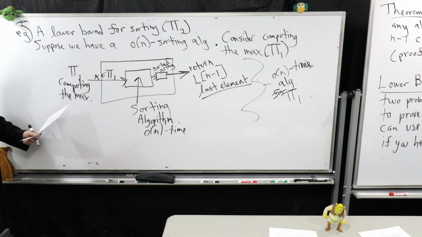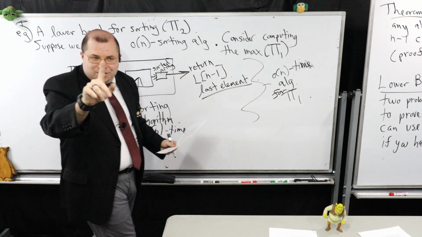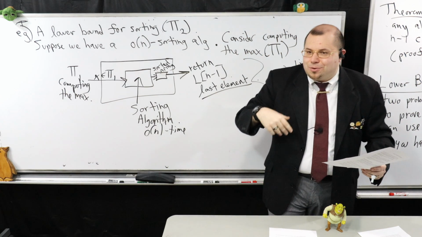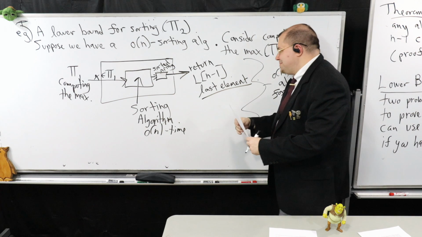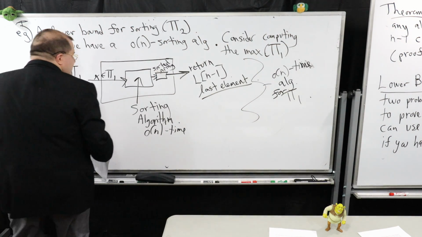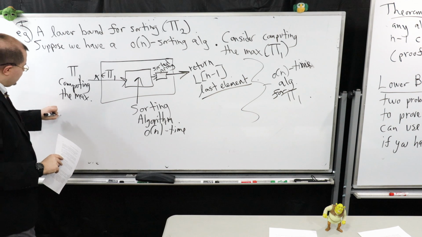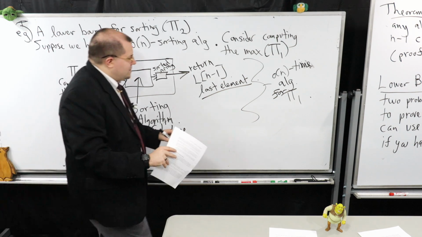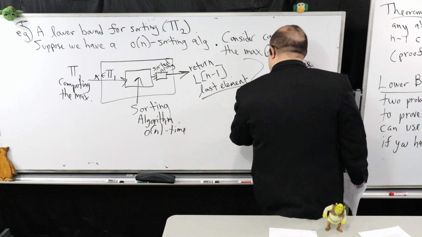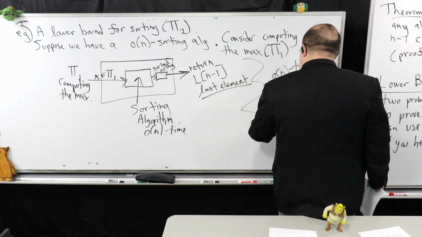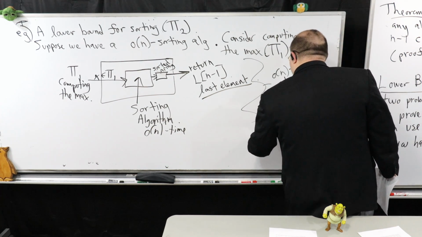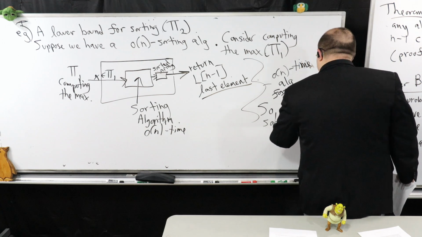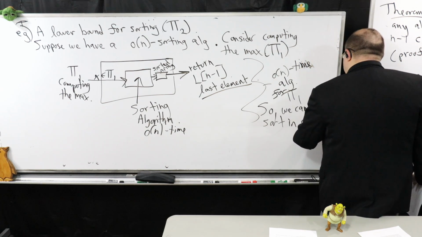Yes, exactly. So there is no sorting algorithm that could do it in sublinear time. So little o of n would mean sublinear, better than linear. Correct. So we cannot sort in little o of n time.